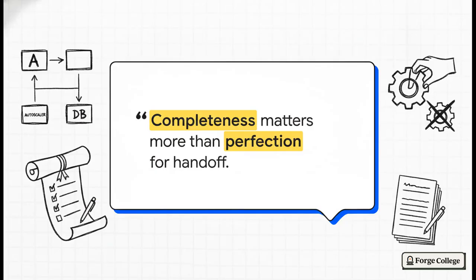I really want you to burn this quote into your memory. Completeness matters more than perfection for handoff. Please do not sweat the tiny, tunable details of your autoscaler right now. A clear diagram and a really actionable step-by-step runbook is going to empower an operations team way more than a perfect, but completely undocumented piece of code. Just give them the tools they need to operate the machinery safely.